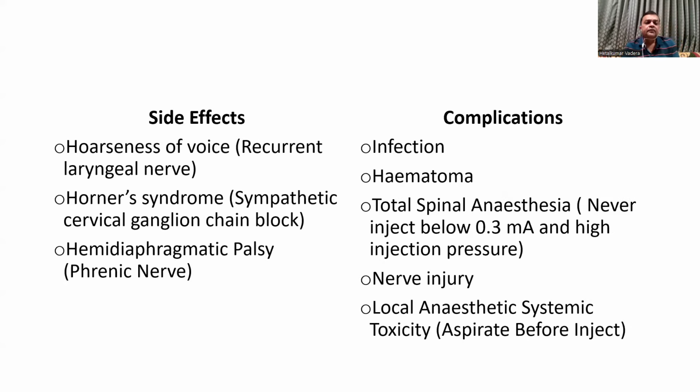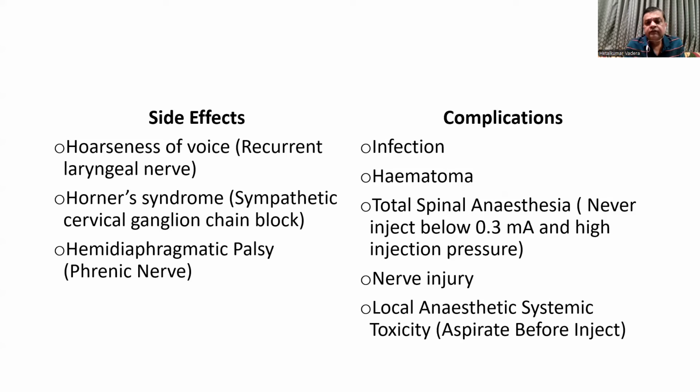There are certain side effects. There are chances that the drug will spread to the recurrent laryngeal nerve and it will cause hoarseness of voice. Sometimes there will be Horner syndrome, that is because of sympathetic cervical ganglion chain block, just like a stellate ganglion block. Patient may have hemidiaphragmatic palsy because of phrenic nerve block, but it is not an issue with normal lungs. If the patient has COPD or contralateral side phrenic nerve palsy, then it can cause problems. So you have to be careful in such patients. Just reassurance and some oxygen is required most of the times.